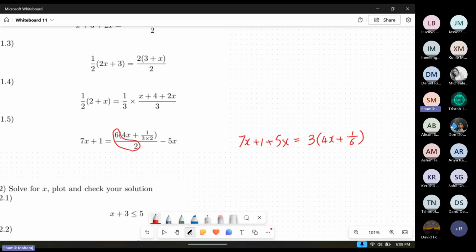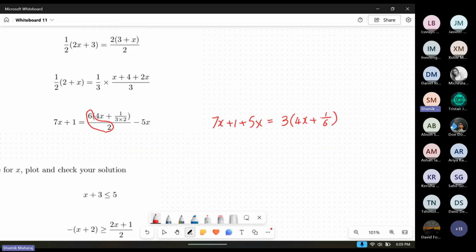So I've done a few things here in one go. First, I've moved the negative 5x from the right to the left. Then I've simplified the 6 over 2 in front of this weird-looking fraction. And then the 3 times 2 at the bottom of this fraction, which was on the top of another fraction, I've simplified that to 6. Okay, so again, guys, interrupt me if you need to, and please don't be afraid.